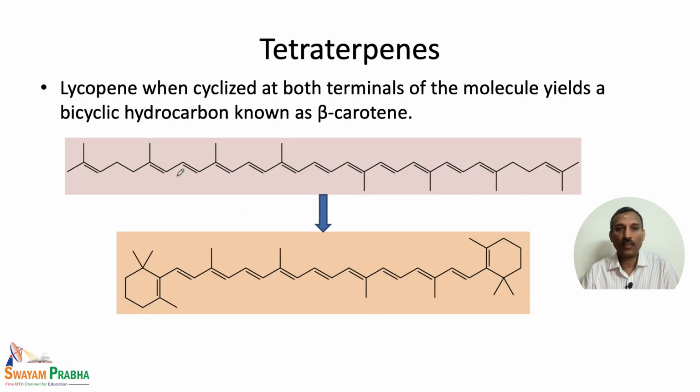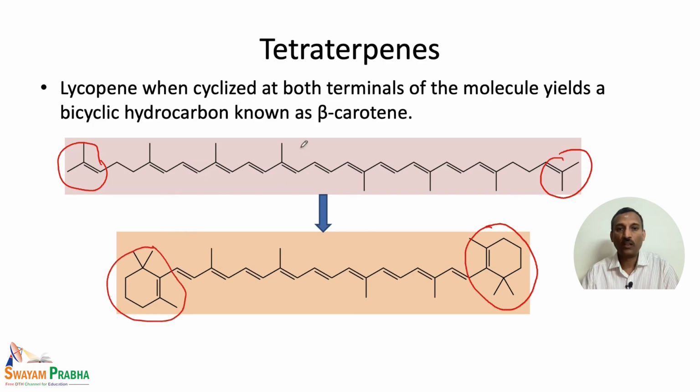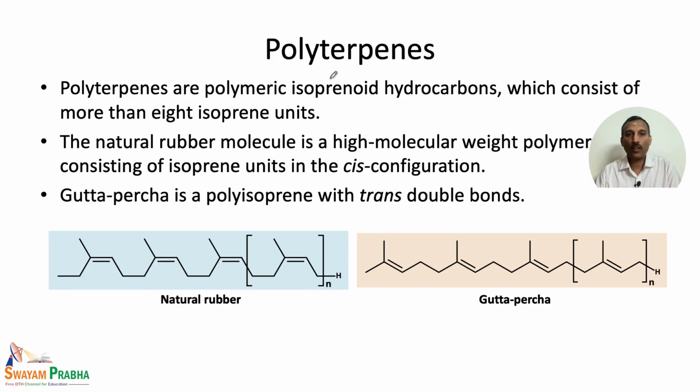Here is another example. When lycopene is cyclized at both terminals, we have one terminal here and another terminal here, we end up with a 6-membered ring at each terminal. So lycopene is converted to beta carotene by simple cyclisation at the terminals. We end up with a bicyclic system, which again is a hydrocarbon, and this also gives a very strong color.